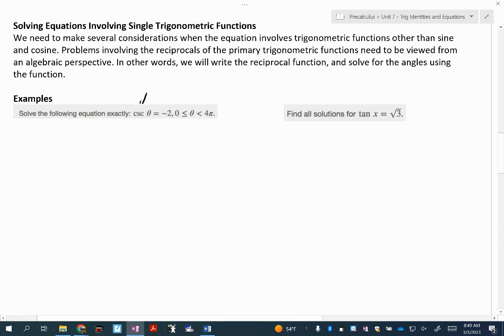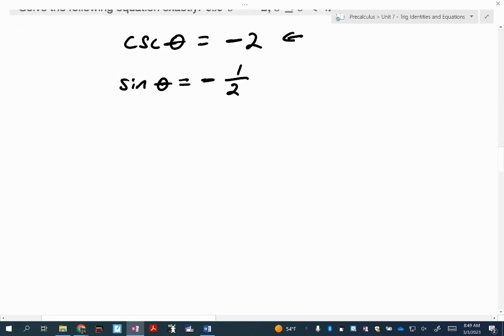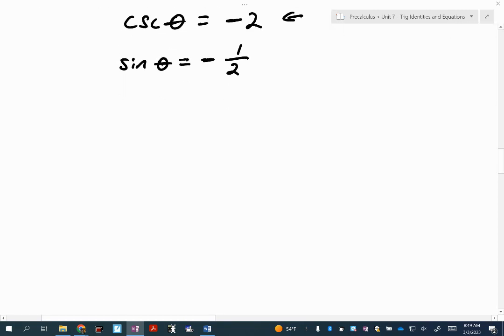So I'm hoping when you see cosecant of theta equals -2, you change this to the reciprocal of cosecant, which is sine. But now, because I've flipped cosecant to be sine, I need to take the reciprocal of -2. The reciprocal of -2 is still negative, we don't change that, but the reciprocal of 2 is 1/2. So it actually looks very similar now to what we did on the last problem.